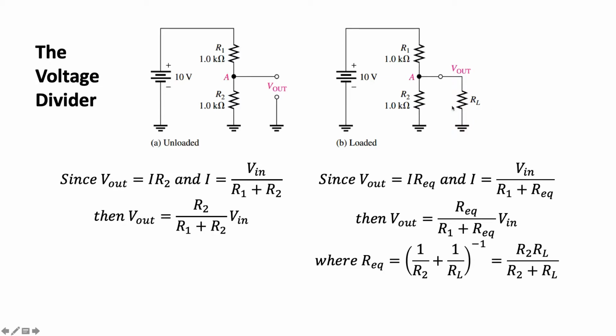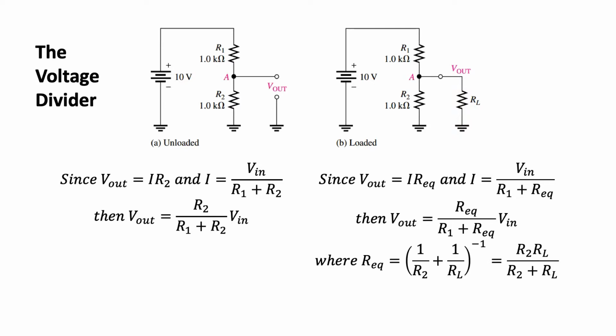If RL is very much less than R2, then most of the current goes to RL and very little goes to R2. This means that the voltage across R2 also becomes very small. This is not good since very little voltage is provided to the load. We can derive an equation which involves RL.